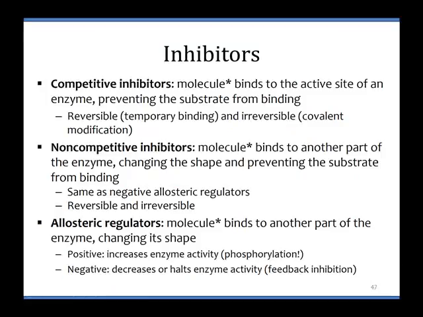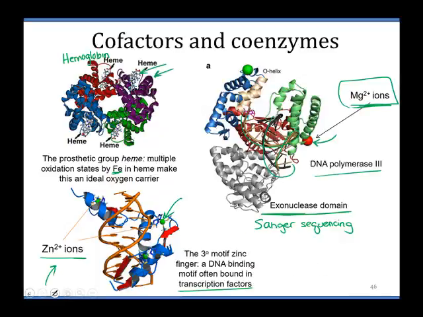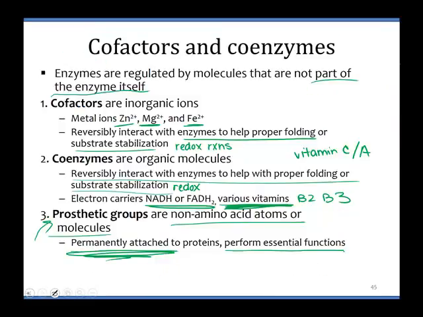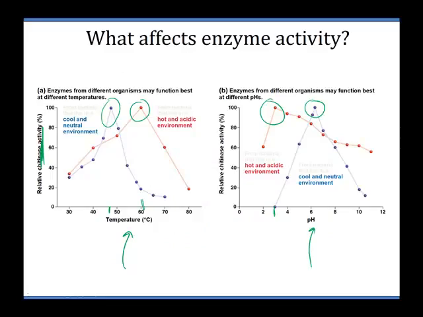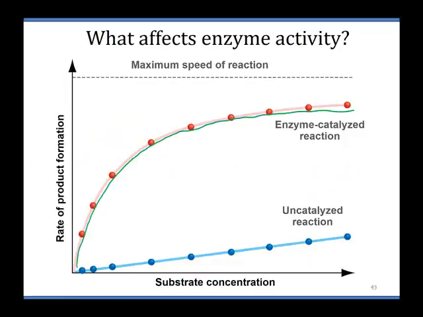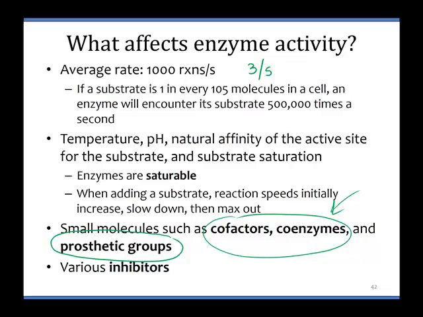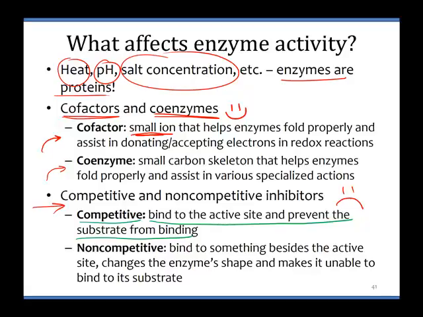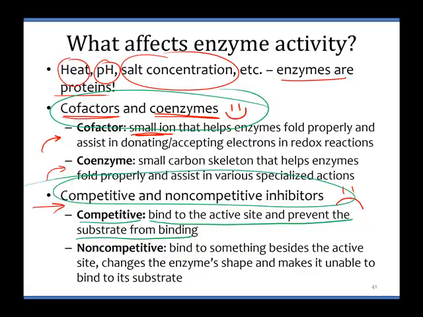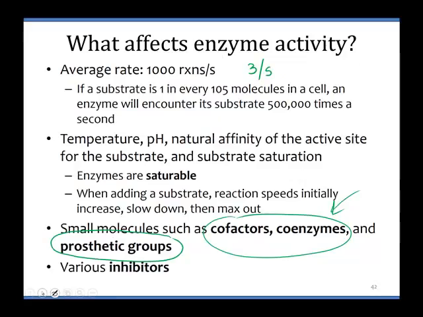All right, let's look at our inhibitors now. Just to keep us organized, going back, all the way back, remember we have two major ways of regulating enzyme activity: cofactors and coenzymes, and inhibitors. We just covered cofactors and coenzymes. We are looking at inhibitors now.